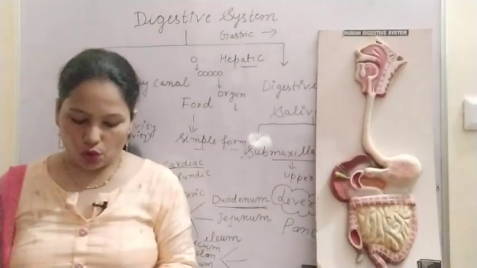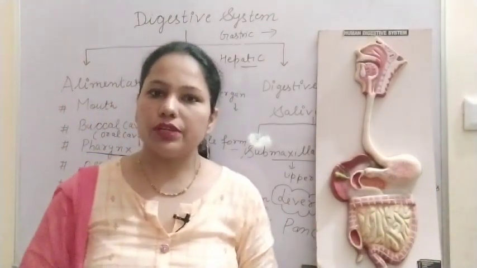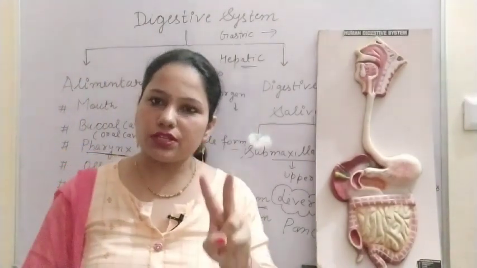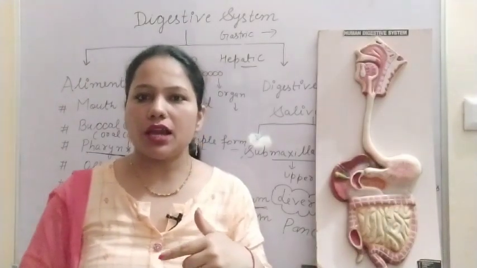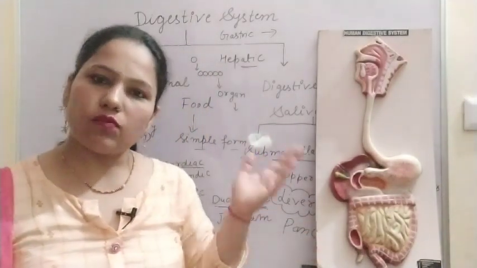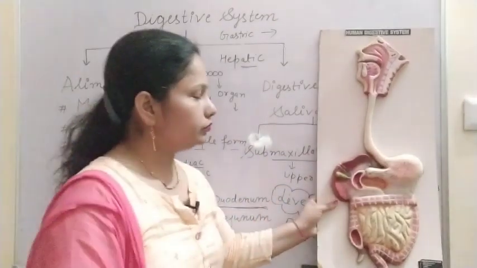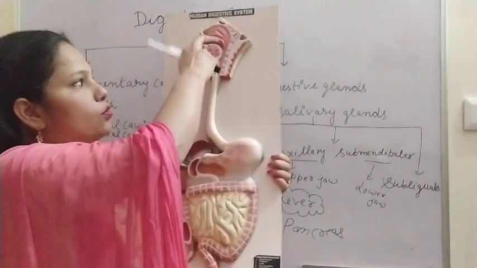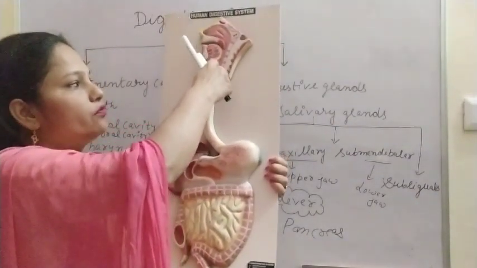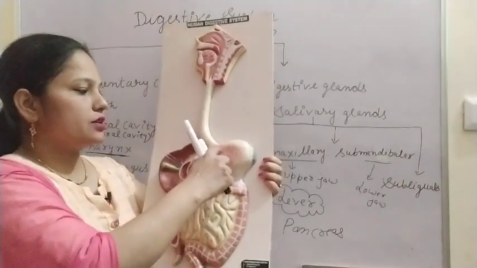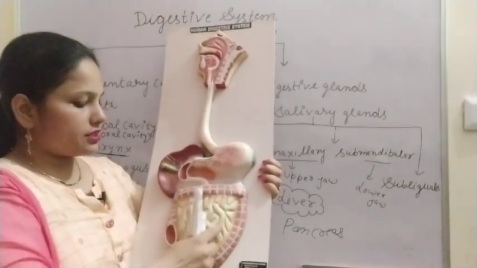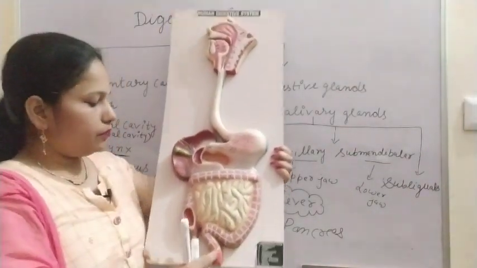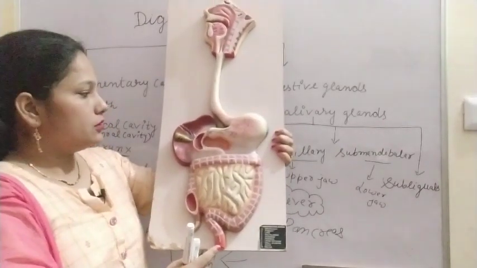So I think you understood the different components of the digestive system. There are two components of the digestive system, alimentary canal and digestive glands. And what are the different parts of the alimentary canal? So first, that is the mouth, the oral cavity, pharynx, esophagus, stomach, small intestine, large intestine, then the rectum and the anus. Okay.